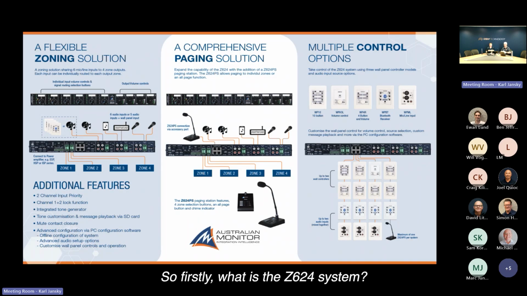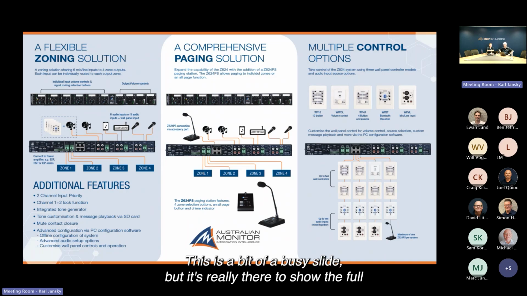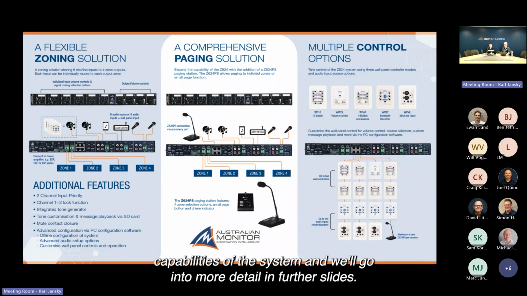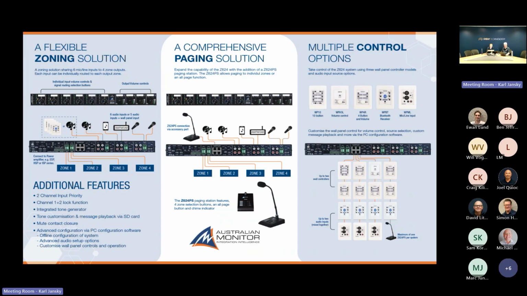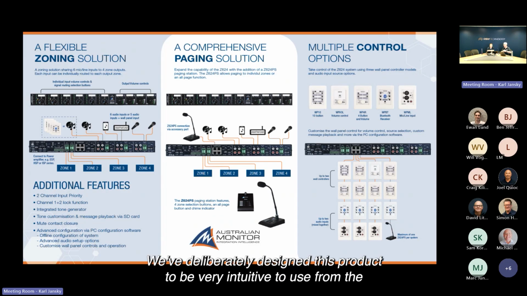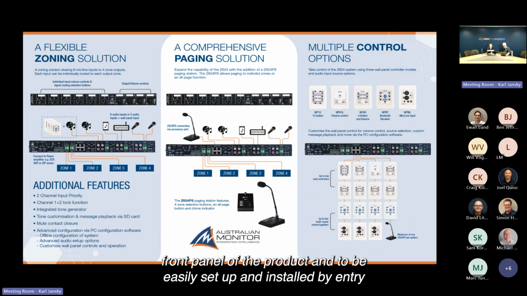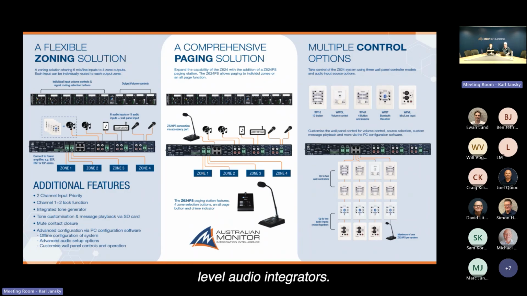So firstly, what is the Z624 system? This is a bit of a busy slide, but it's really there to show the full capabilities of the system, and we'll go into more detail in further slides. At its core, the Z624 is a mixing 6 input to 4 output zoning solution. We've deliberately designed this product to be very intuitive to use from the front panel and to be easily set up and installed by entry-level audio integrators.